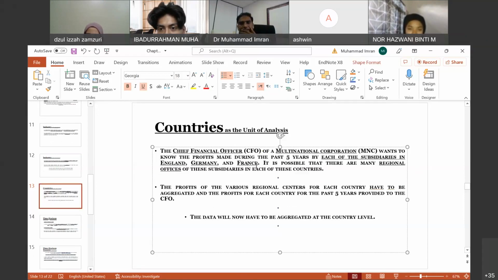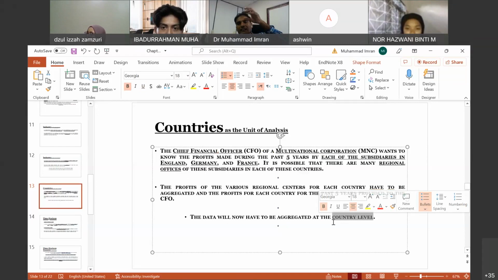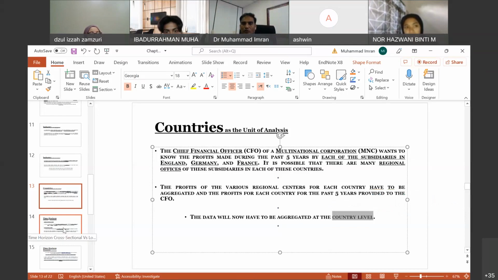See, these are different countries. It is possible that there are many regional offices of these subsidiaries in each of these countries. The profits of the various regional centers for each country have to be aggregated, and the profit for each country for the past 5 years given. The data will now be aggregated at the country level. If I take the data from Malaysia, China, Pakistan, Bangladesh, India, Europe, Australia, that will be called country as a unit of analysis. Understand? Got it?